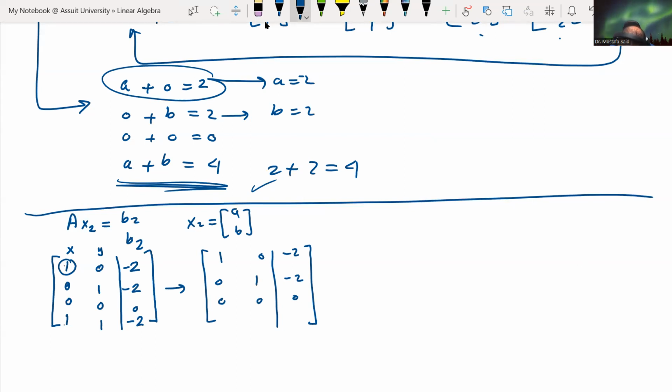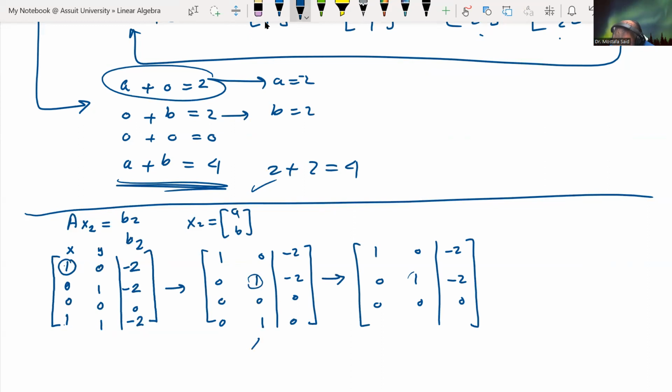Then 1 minus 1, 0; 1 minus 0 is 1, of course. Minus 2 plus 2 is equal to 0. Continue: 1, 0, minus 2; 0, 1, minus 2; 0, 0, 0. Now we're going to concentrate on that one here. I should make that one equal to 0. Just subtract. 0 minus 0 is 0. I'm sorry, 1 minus 1 is 0. 0 minus minus 2 is 2.